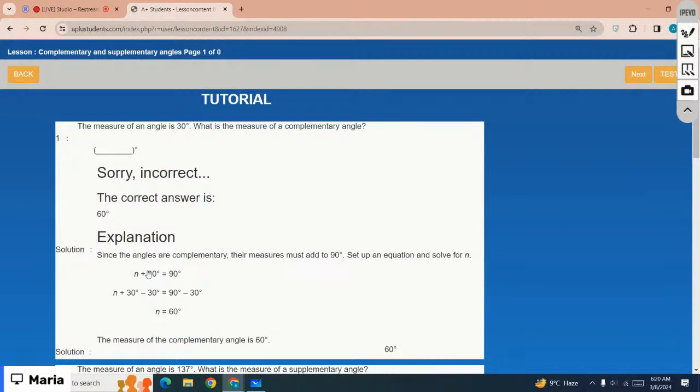So, 30 plus what number equals 90 degrees? That is 30 plus 60 equals 90 degrees. So the measure of the complementary angle is 60 degrees. Got it? Yes, so the complementary angle is 60 degrees. Let's just start with the test questions.